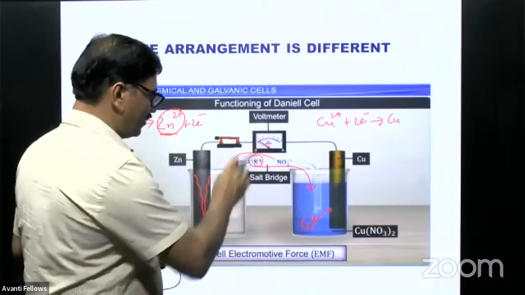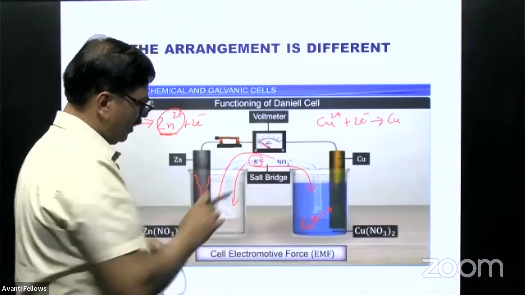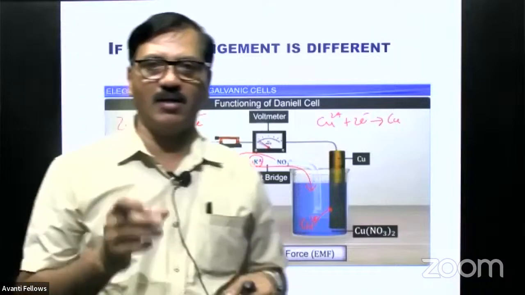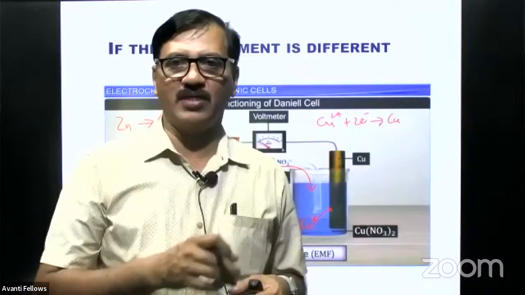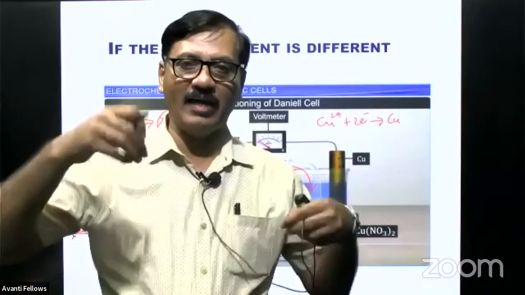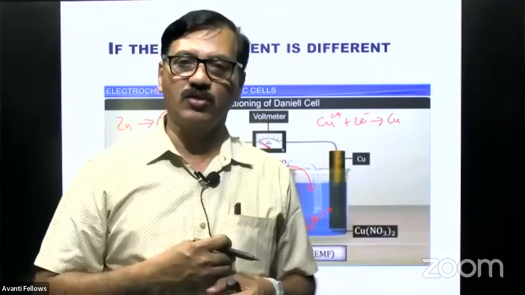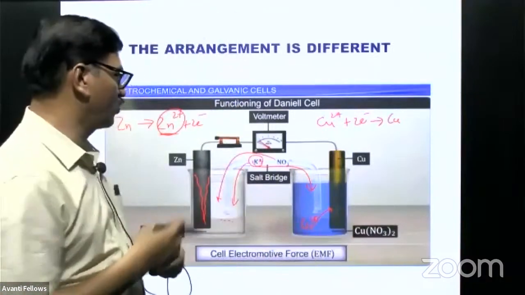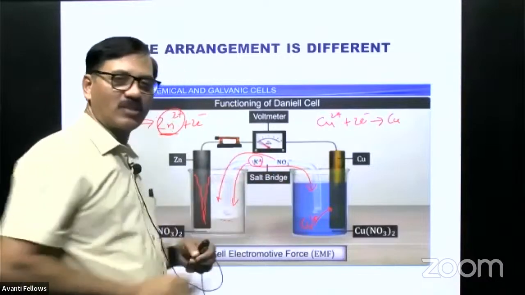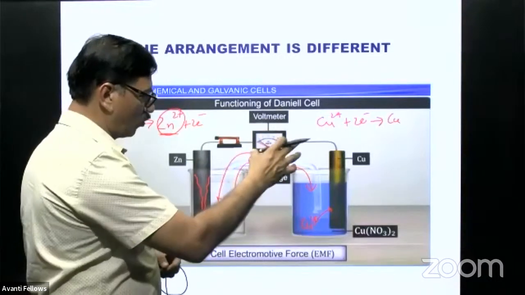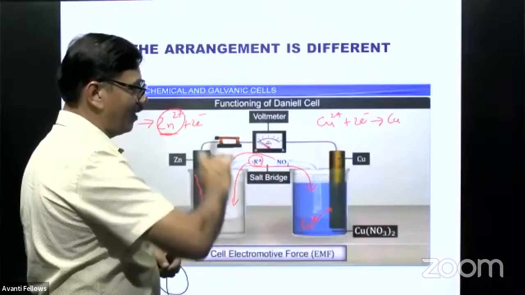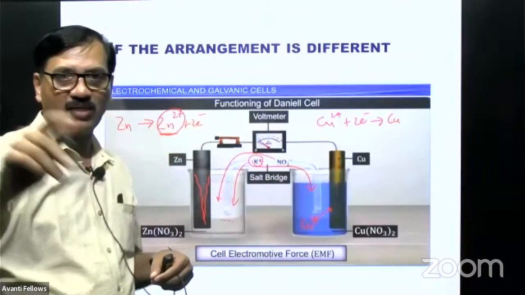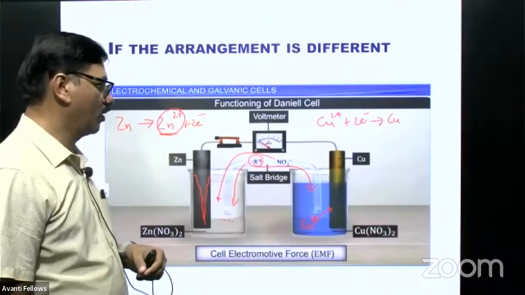This is a kind of tube which contains agar-agar. The agar-agar powder is heated and becomes porous, so it can hold the solution. It is simply an arrangement to maintain electrical neutrality and to complete the circuit. These are the 2 purposes of the salt bridge.